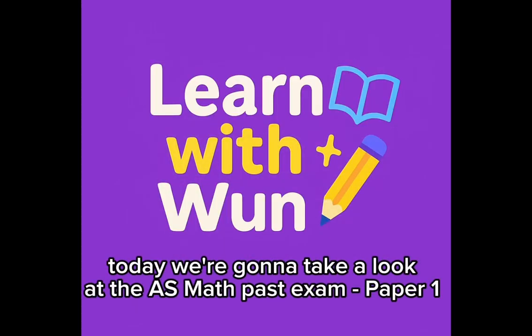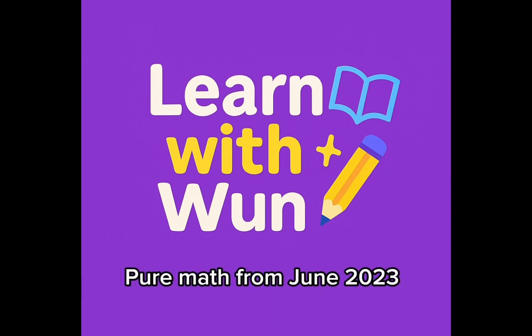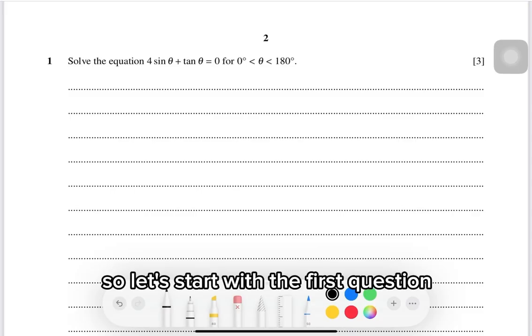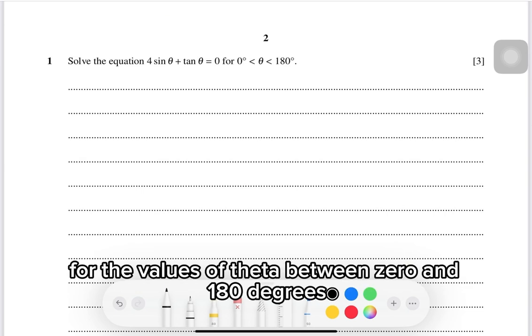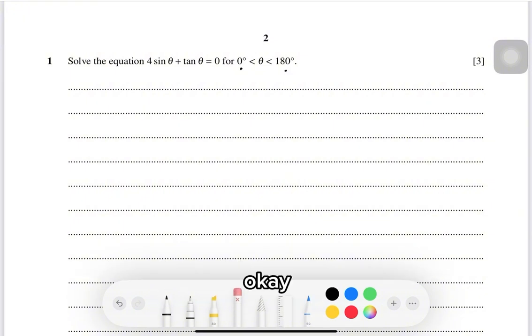Today we're gonna take a look at the AS Math Pass Exam, Paper 1 Pure Math from June 2023. So let's start with the first question. 4 sine theta plus tan theta is equal to 0 for the values of theta between 0 and 180 degrees.